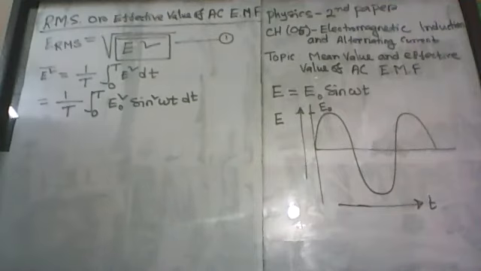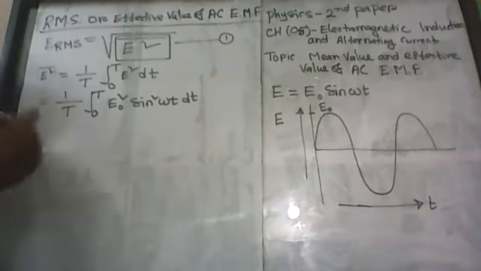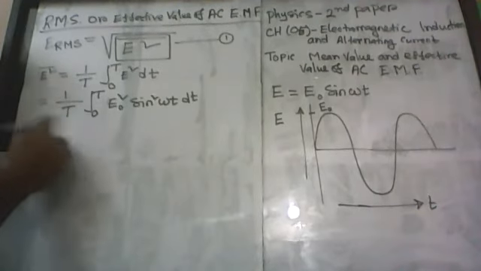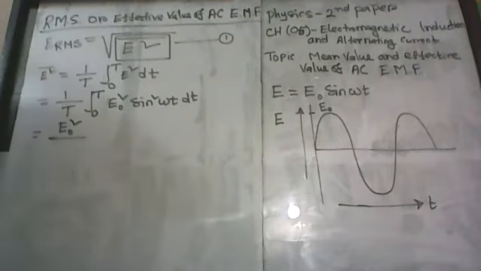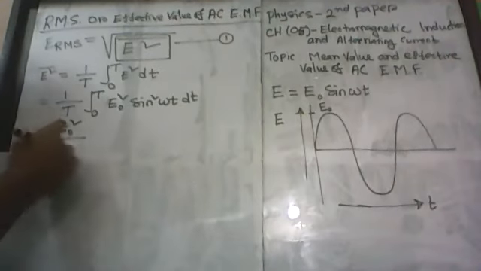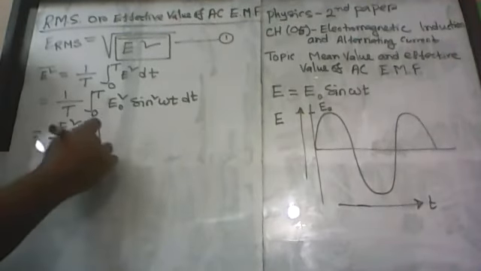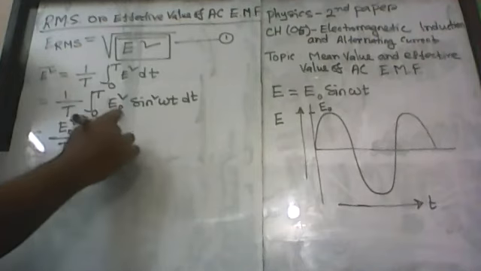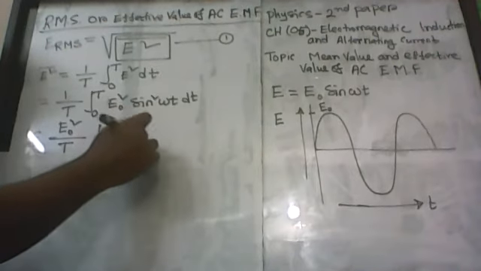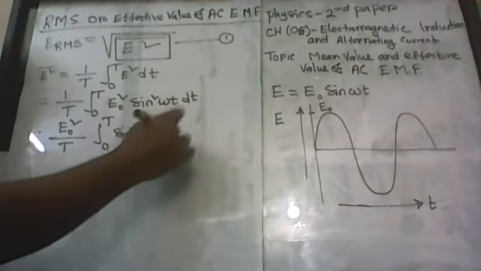I'm going to square the whole equation, so E naught square and here also sine square omega t dt. Now E naught square comes out of the limit of integration, divided by capital T, integration from 0 to T of sine square omega t multiplied by dt.